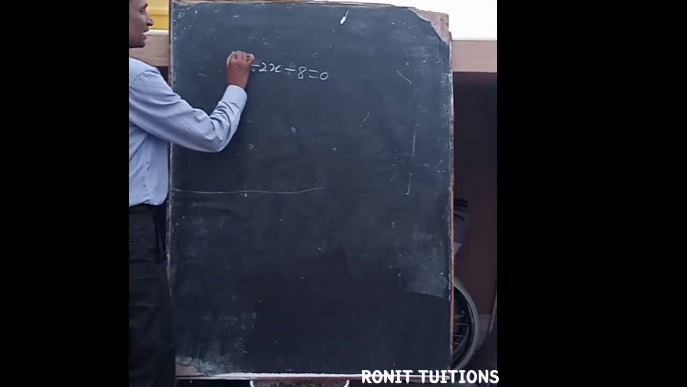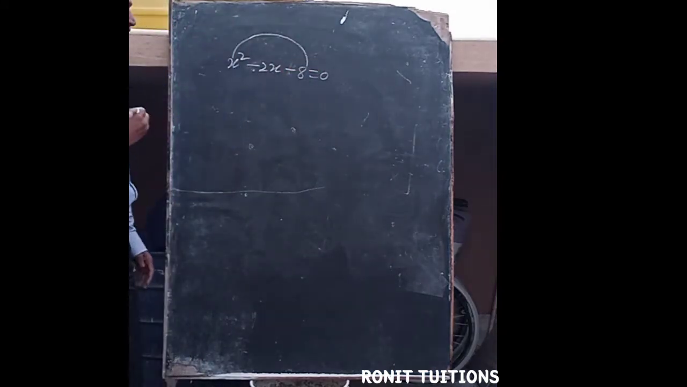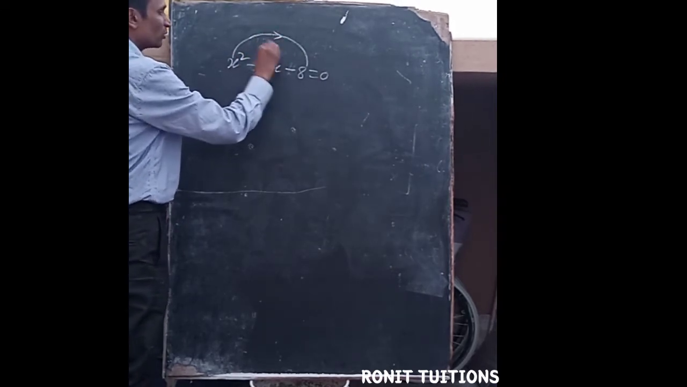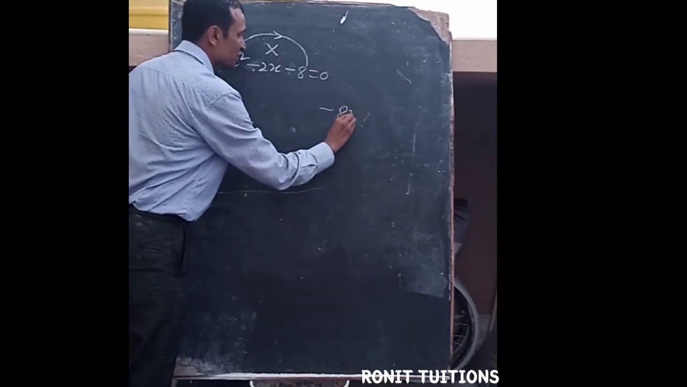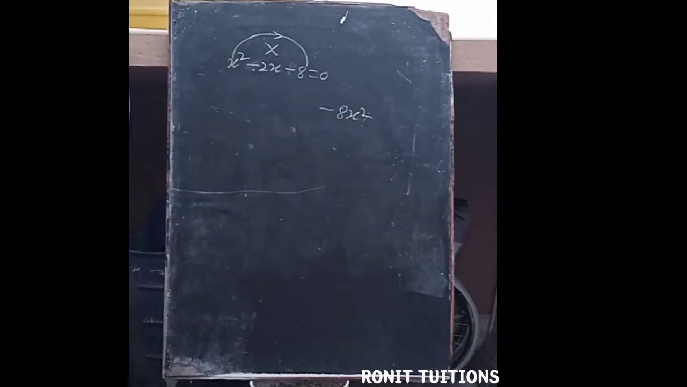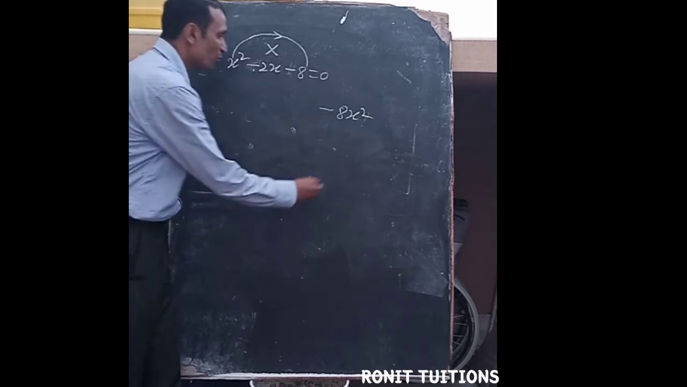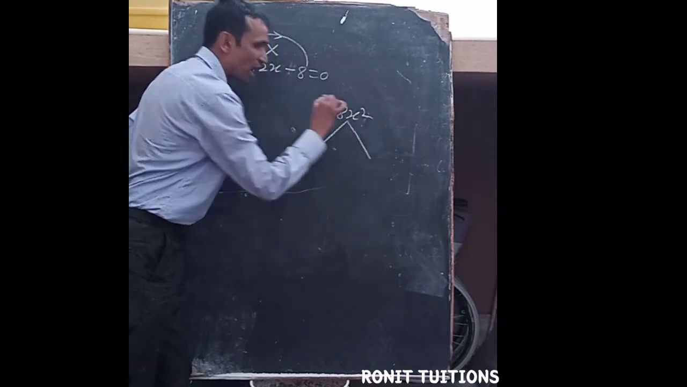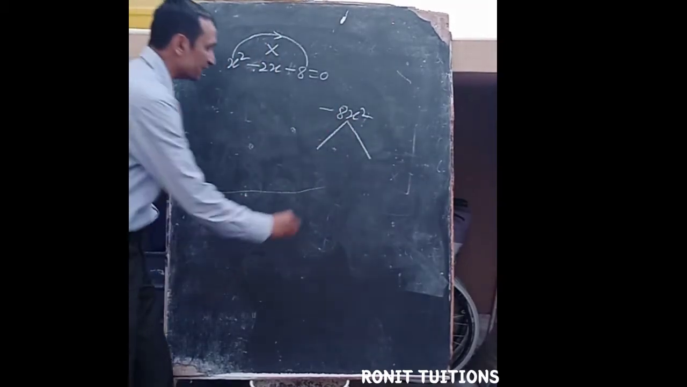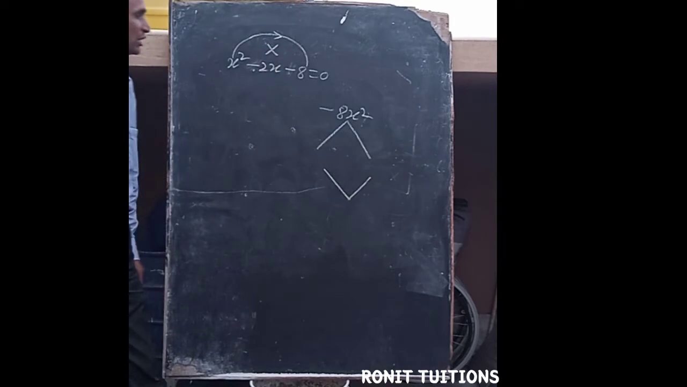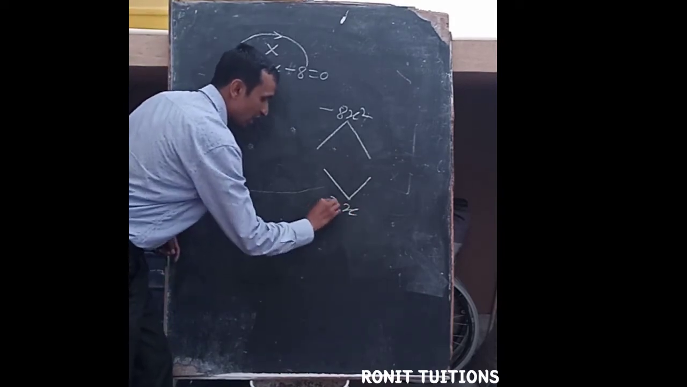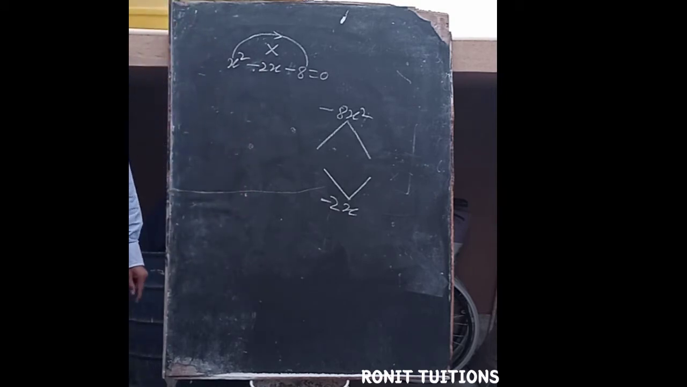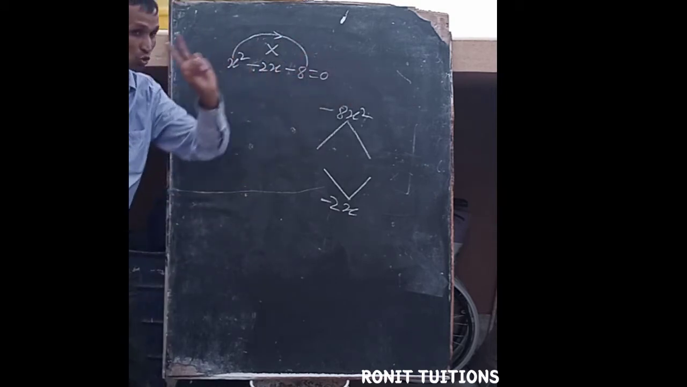Now multiply the first and last terms. What will we get? Minus 8x square. Now we have to break that into two parts such that, for the middle term, what is the value of b? Minus 2x, along with the sign. So we have to break this number into two such parts.